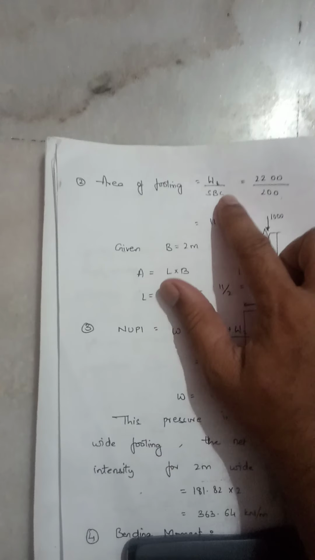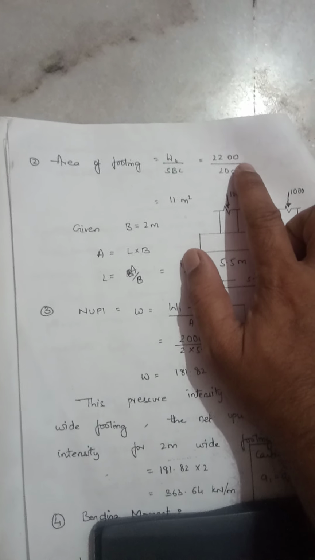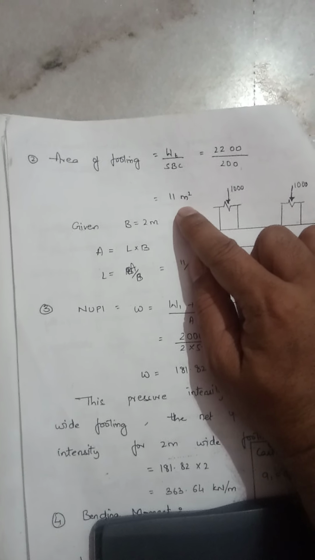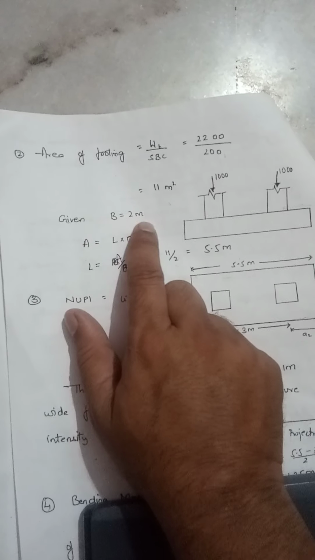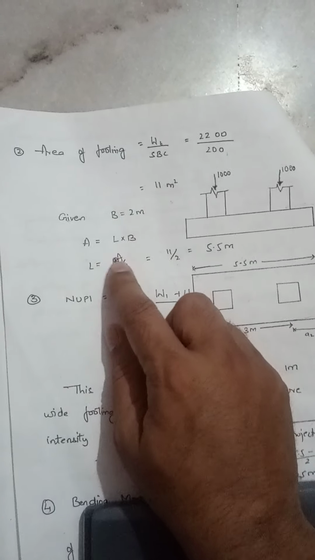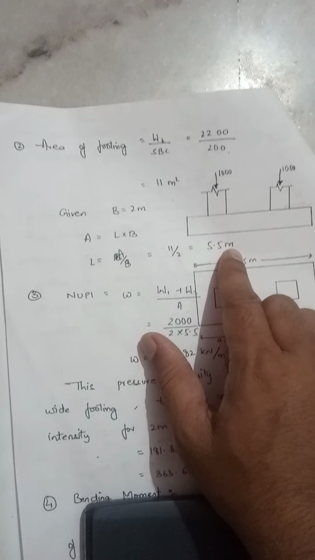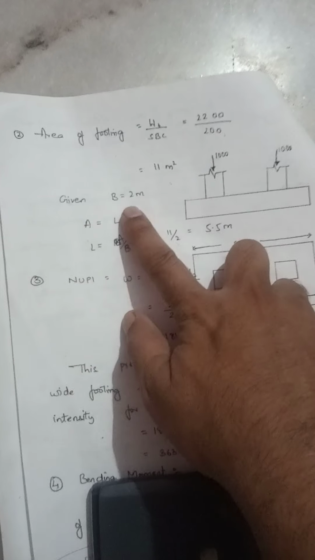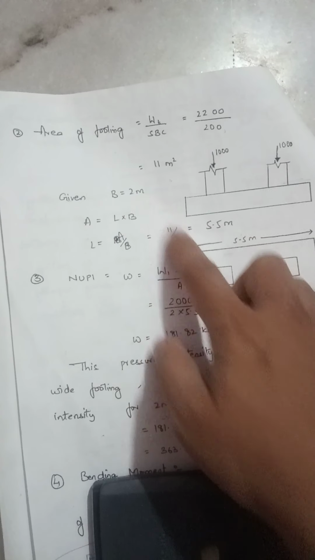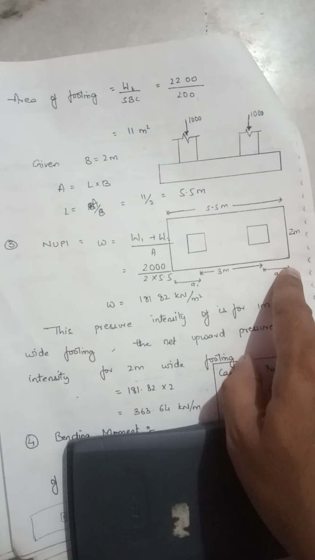Here you can see area of footing is WT by SBC, as I told you. So 2200 by 200 is 11 meter square. We have got the area as 11 meter square. B is given to us. We know the area is 11, so we can find out L. L is equal to A by B, that is 11 by 2 is equal to 5.5. Now we have got the dimensions: length as 5.5 and breadth as 2. You can just see this figure here. 5.5 is the length and 2 is the width.